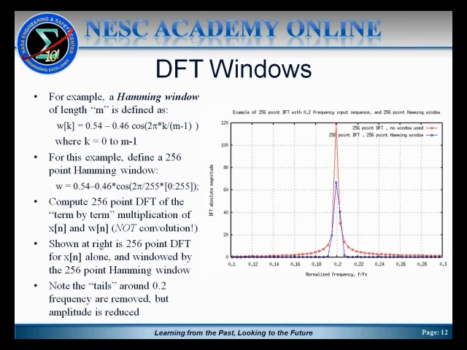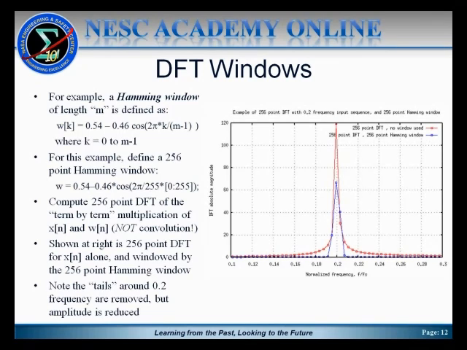Then you compute the 256 point DFT of the term-by-term multiplication of x sub n and w sub n. Now this is not convolution, this is just literally multiplying term by term the window by the samples that you're processing, x sub n. And then you take the DFT of that result. So shown at the right is the 256 point DFT of x sub n alone, which is the red line which we showed earlier, and the DFT of the sample x sub n that's been windowed by multiplying it by this 256 point Hamming window.